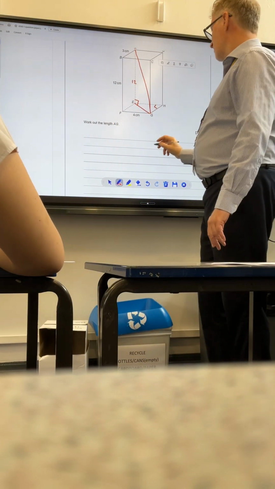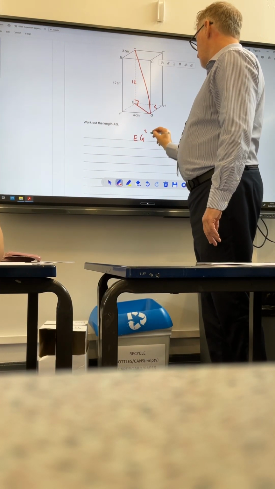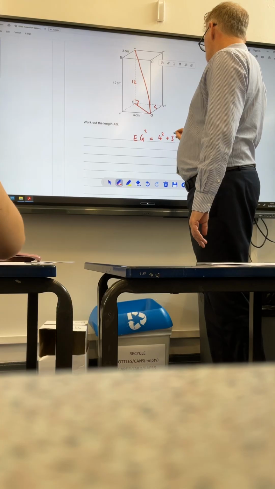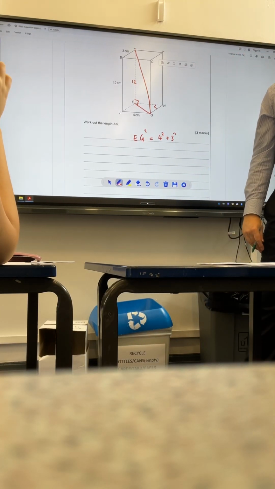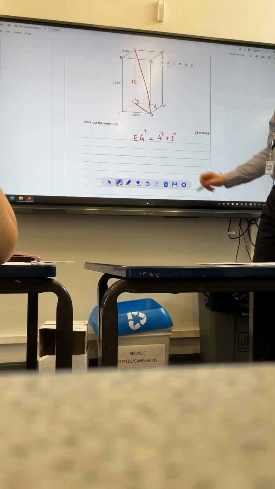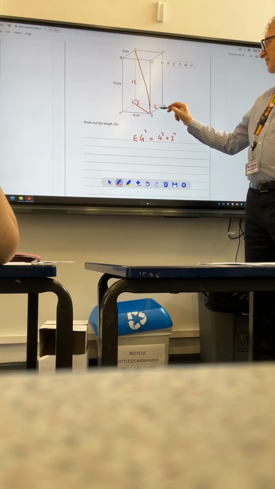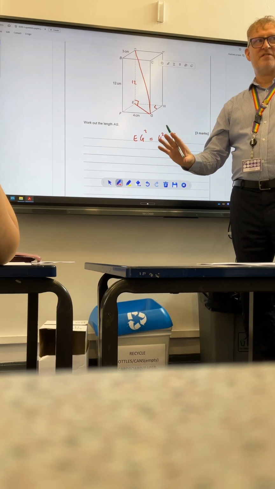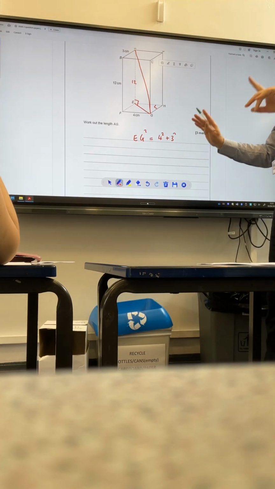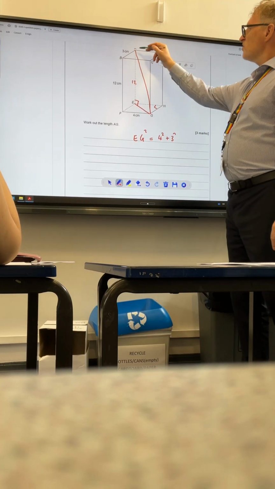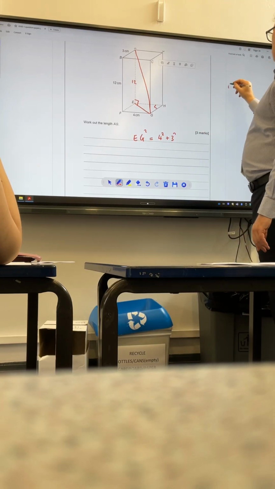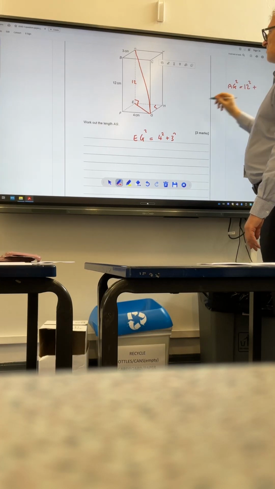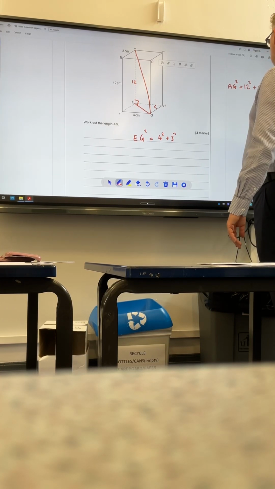So wouldn't EG squared be equal to 4 squared plus 3 squared? Agreed? Right angle on the bottom, that's 4, that's 3. Now I'm not going to work that out, even though we all know it's 5 squared. I'm not going to work that out because now, to get AG squared, wouldn't I have to do 12 squared plus EG squared? Agreed?